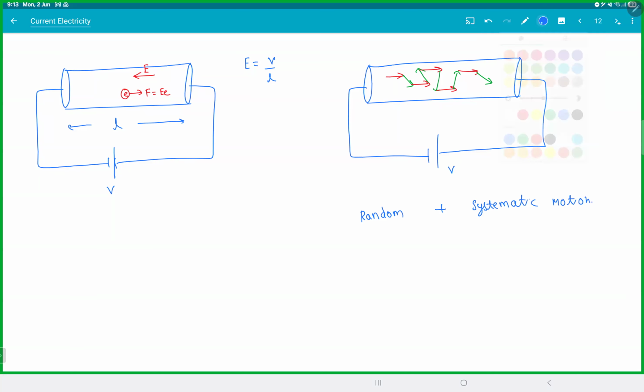The green one is your thermal kinetic energy. If you just take all the green lines and add them up, they cancel out. But the one who is actually making you move is the battery. The systematic motion is because of the field due to the battery. This is responsible for current.